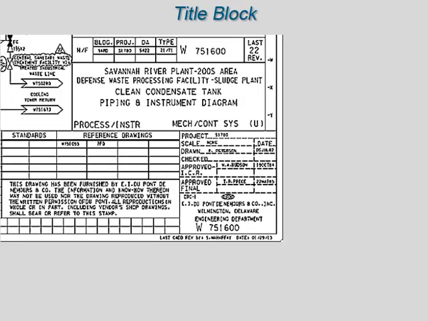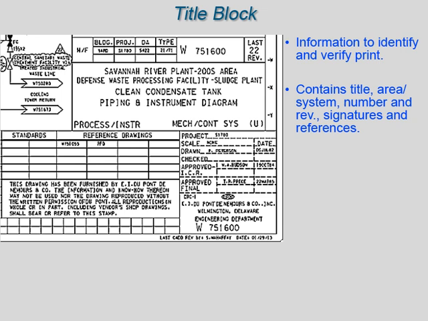of the drawing. The title block, located in the lower right-hand corner of the print, contains information necessary to identify and verify the validity of the print. This block contains the following about the print: drawing title, applicable area or system, drawing number and revision, design review and approval signatures, and reference section.